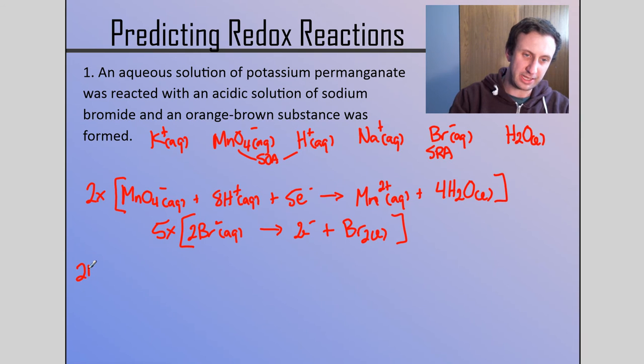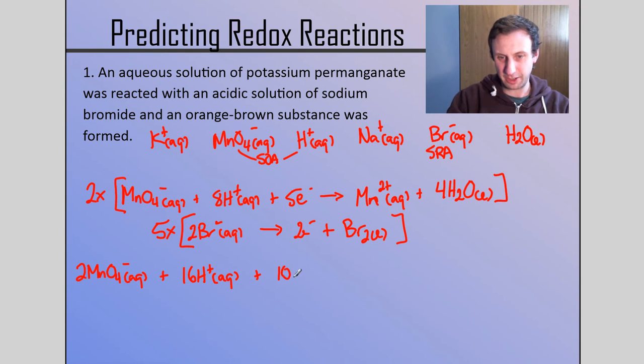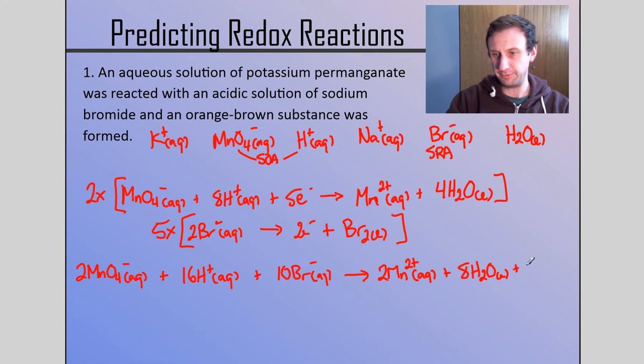So that means that I'm going to end up with 2 MnO4 minus aqueous plus 16 H positive aqueous plus 10 Br minus aqueous makes 2 Mn2 positives plus 8 waters and 5 Br2s.